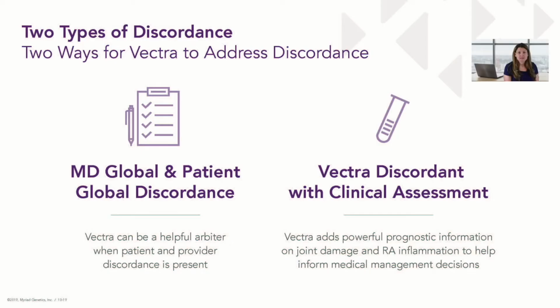In my experience, using Vectra can be very helpful as an arbiter when there is a discordance between my assessment and the patient's. Vectra adds powerful prognostic information about joint damage and RA inflammation. It provides an objective measure that can be used to complement other disease activity measures to identify the risk of radiographic progression.